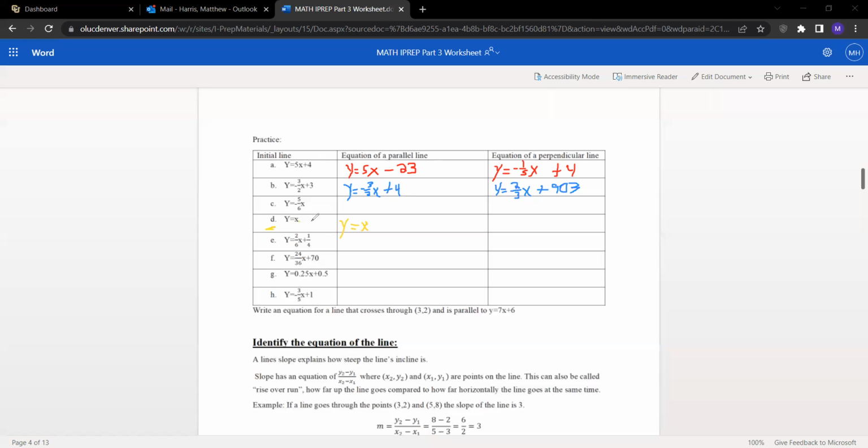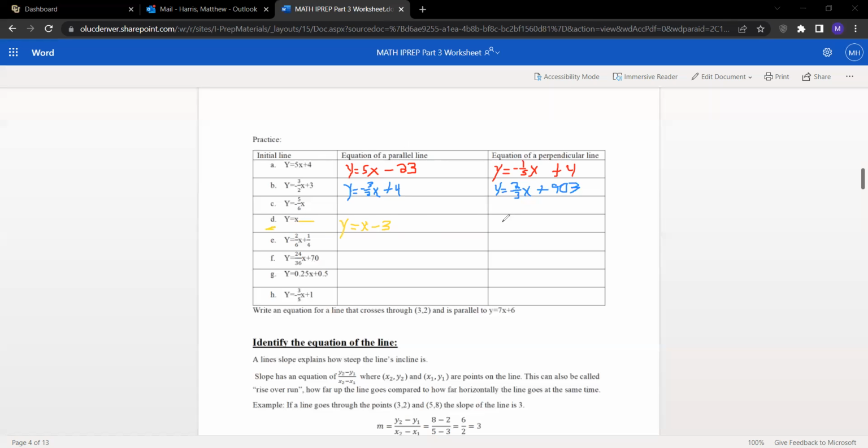So right now, what's our y-intercept? It's nothing, so it's going to be 0. So we can do whatever we want here. So you can do -3, or any number, right? So y equals x minus 3. These are parallel lines. Now let's look at perpendicular lines.